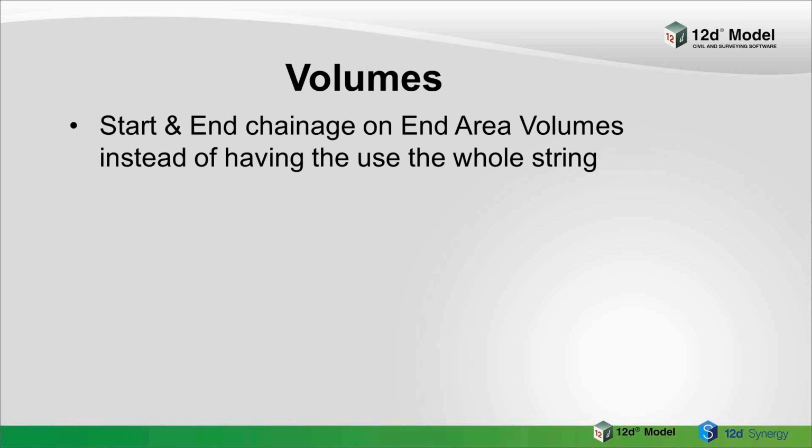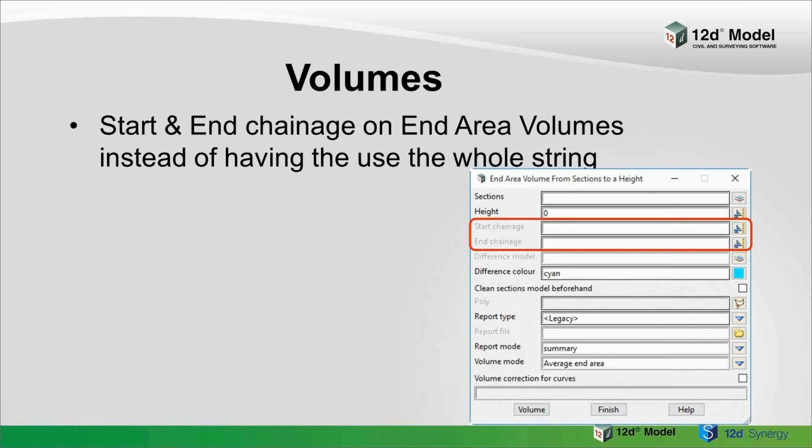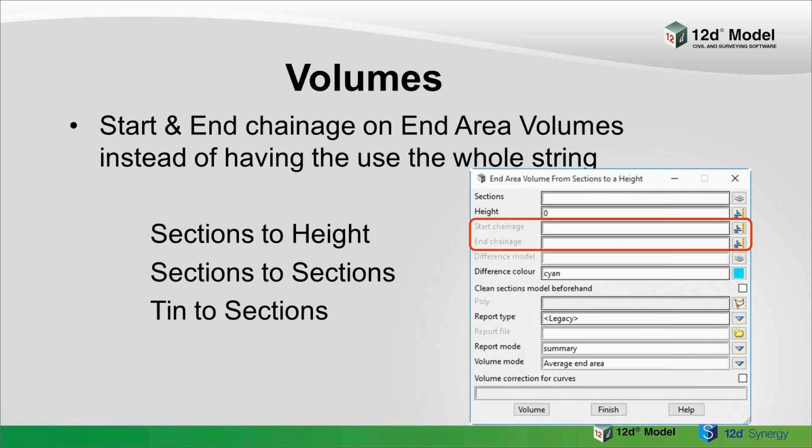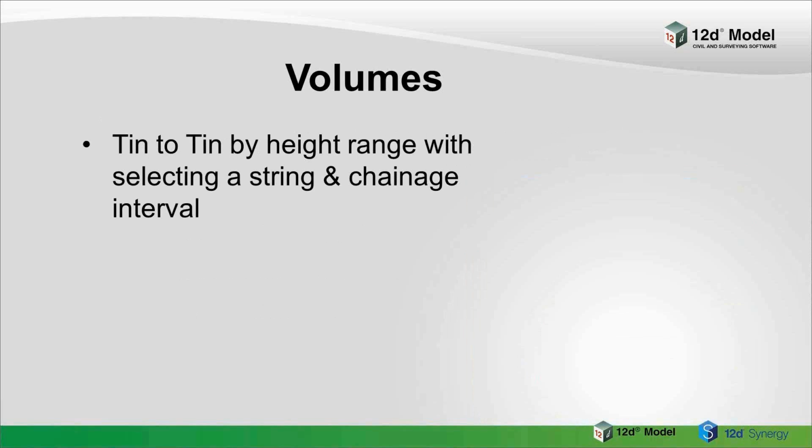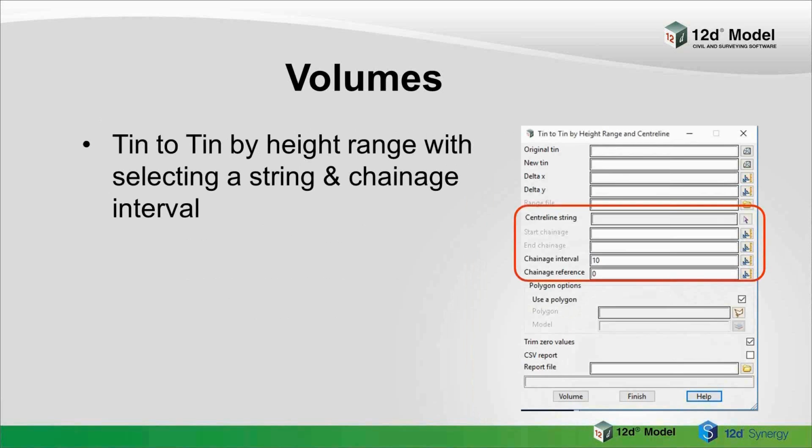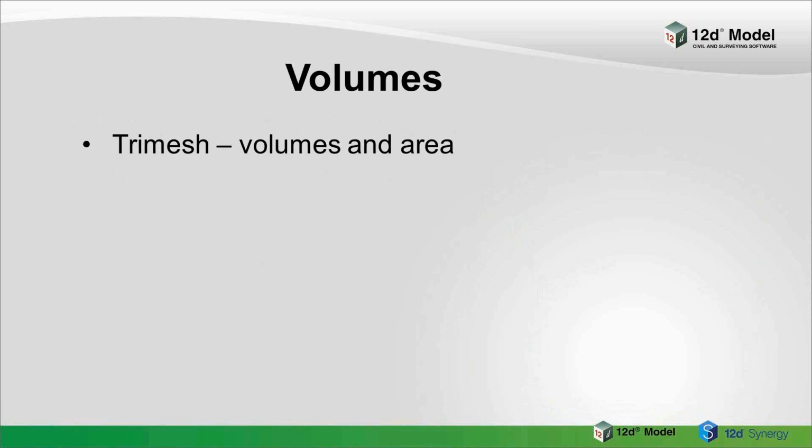Right, now moving on to some other things that we find useful with the volumes. For a lot of these with end area, instead of using the whole string, you can now restrict it, so you can have a start and end chainage. For the section to heights, section to sections, tin to sections, they've all been done. Also with the tin to tin by height range, before I think again it just had regular interval, you couldn't actually use a string. Now you can actually use a string and an interval to work out those calculations.